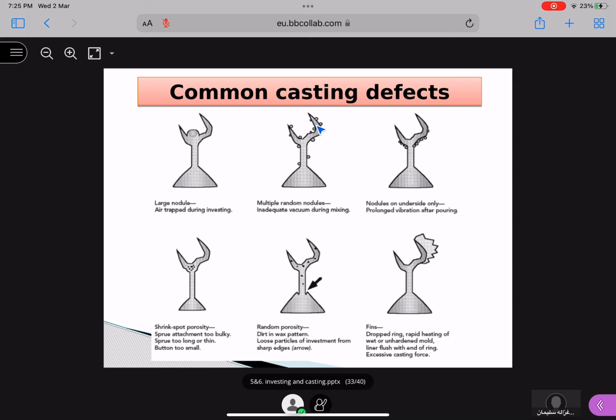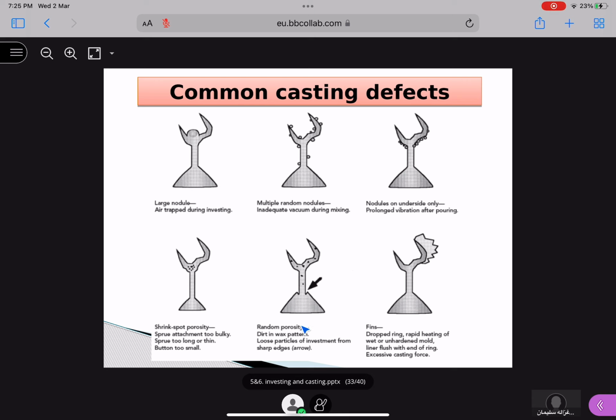This is multiple random nodules. It is inadequate vacuum during the mixing. If you see it only on this surface, underside only, then that's prolonged vibration after the pouring. If you see this, it is called shrink spot porosity. Either your sprue attachment is very bulky or your sprue is very thin, or the button where you have attached it is very small.